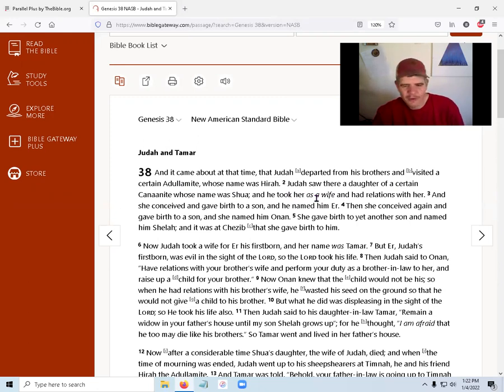Come on, Judah, what are you doing? Then she conceived again and gave birth to a son. She named him Onan. She gave birth to another son, named him Shelah. Those are weird names. It was at Chezib that she gave birth. Okay.